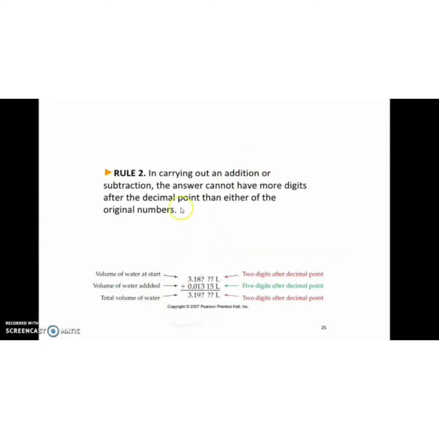Another rule is, in the case of addition and subtraction, the answer cannot have more digits after the decimal point. We only keep 2 places after the decimal point. That's why it is like this, 3.19. Only 2 decimal places are kept after the addition and subtraction.